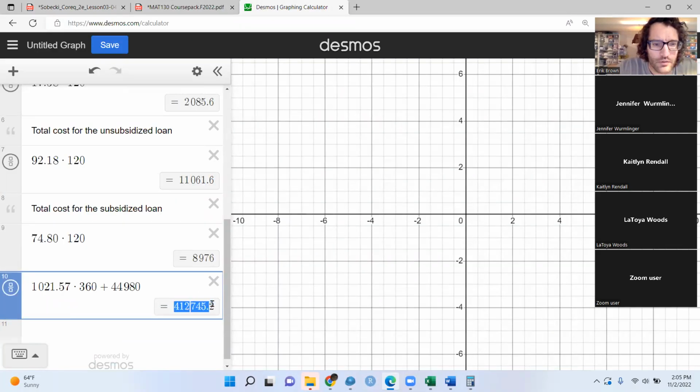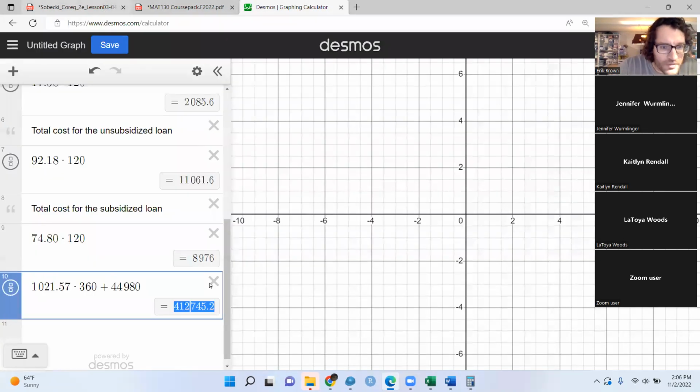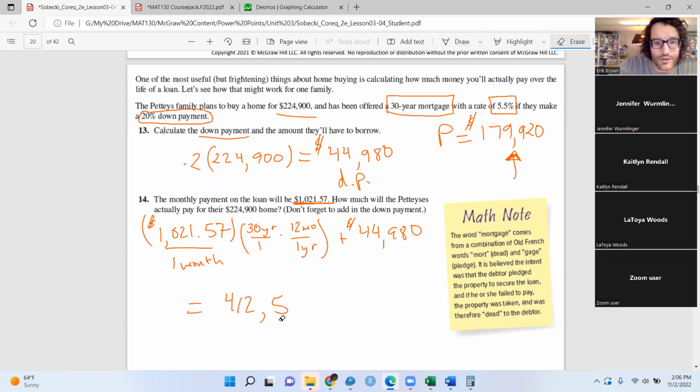Ooh, look at this number. 412,745.2. That is almost double the price of the home. It's definitely double the amount they borrowed. It's painful.